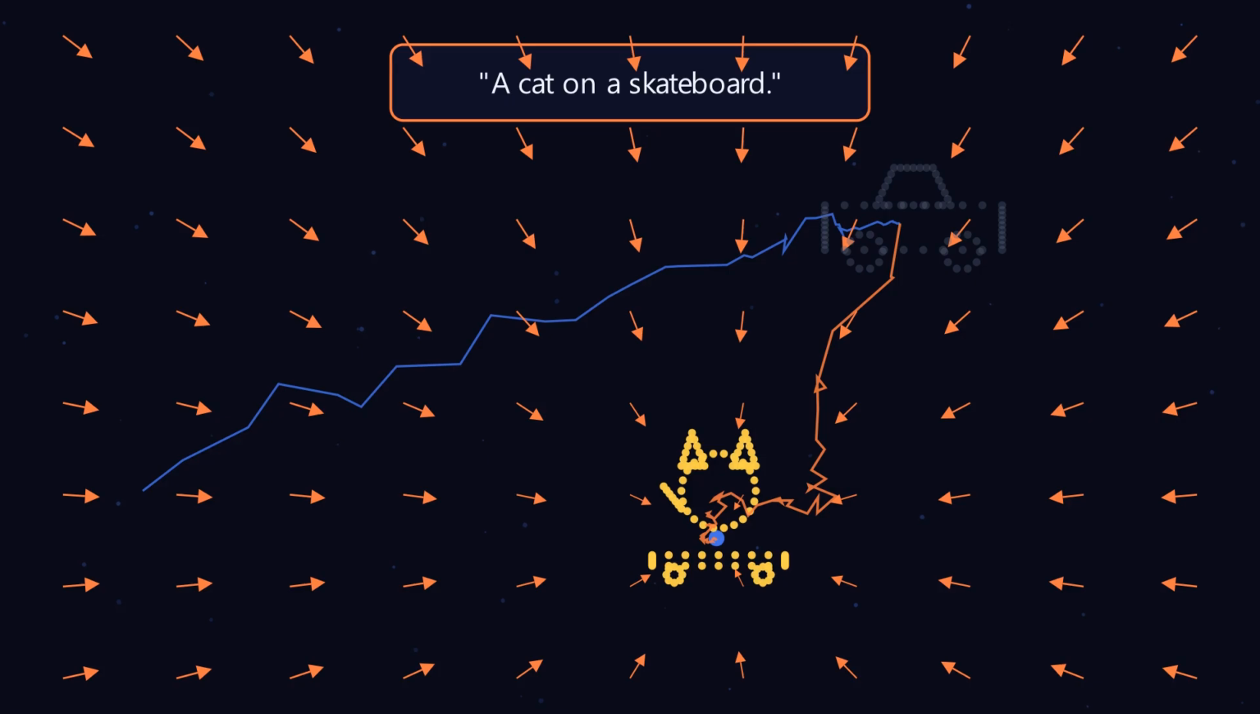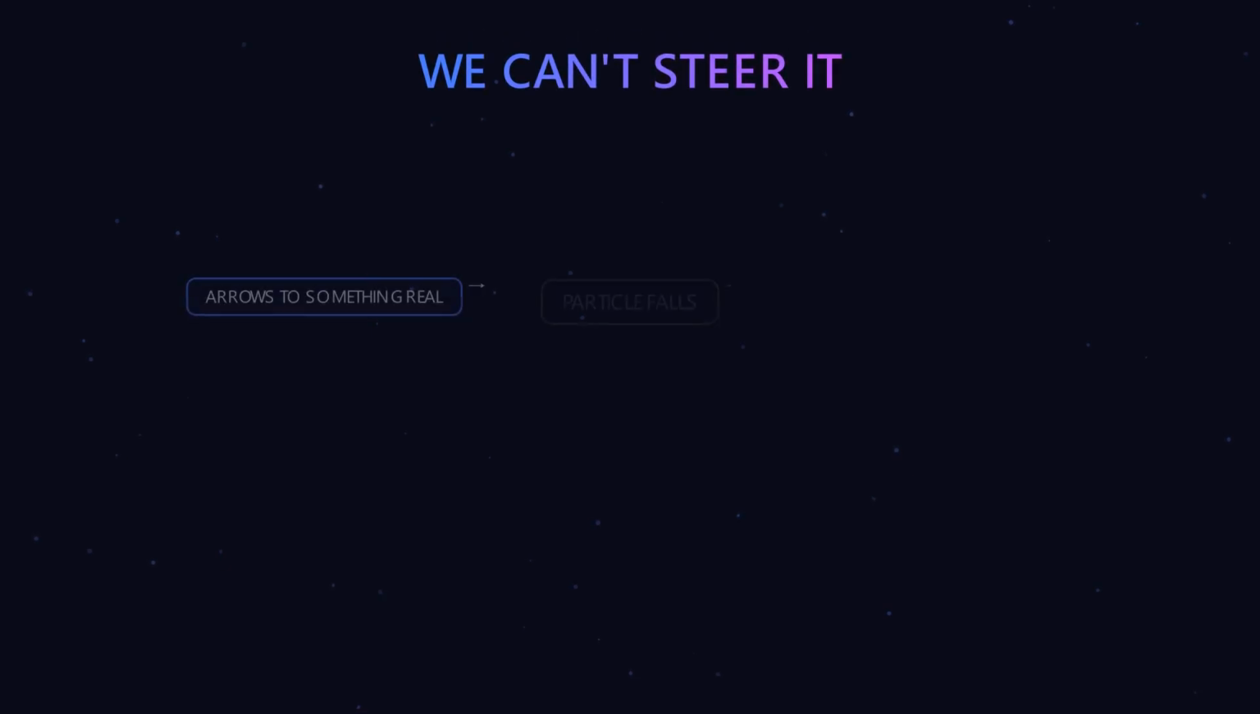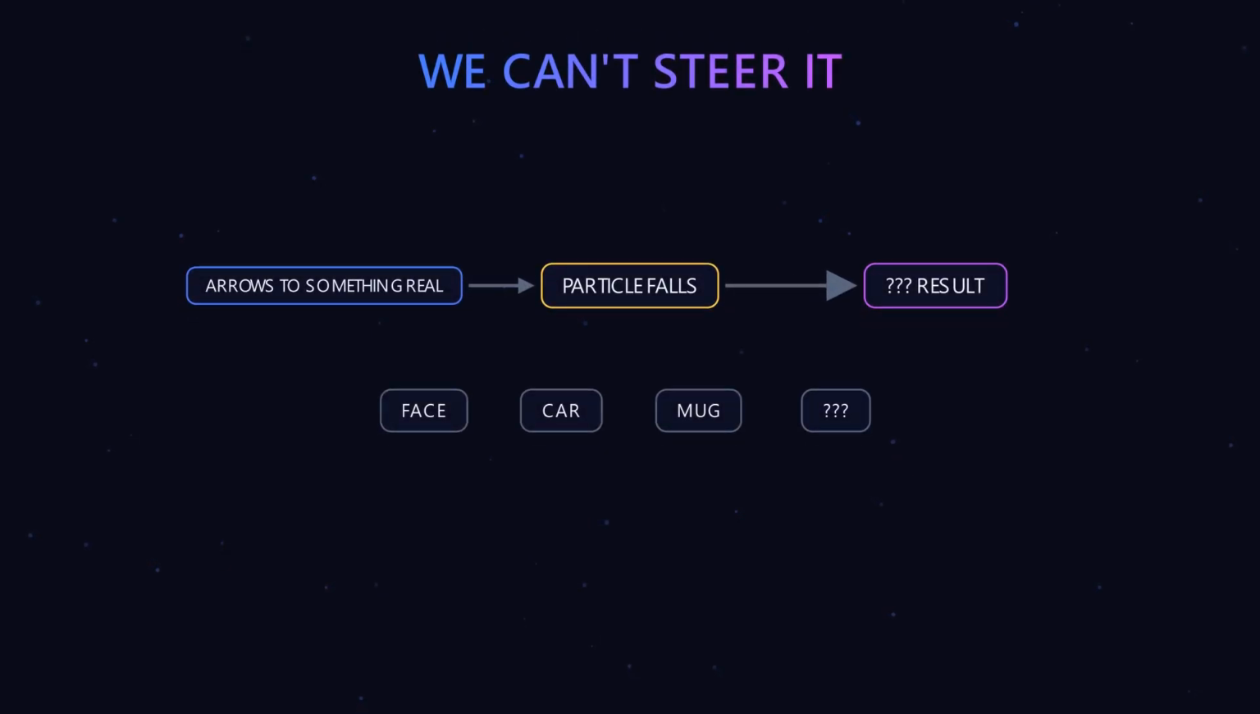But watch what happens if we just let that particle go, with nothing else attached. It drifts, it follows the arrows faithfully, and it lands somewhere, sometimes a face, sometimes a car, sometimes something we can't even name. The field doesn't care what it produces, only that it produces something plausible. That's the problem sitting at the center of every text-to-image model. An unconditional field guarantees realism, but it guarantees nothing about content. If 100 images live inside that field's basins of attraction, the particle will fall into one of them at random, and you have no say in which one.